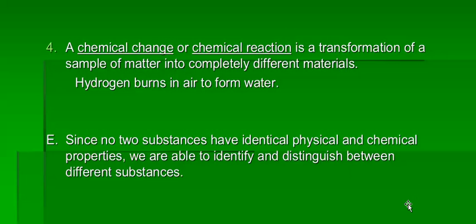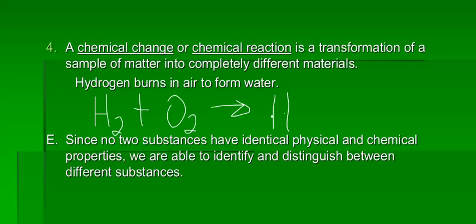Now a chemical change, we call these chemical reactions, where we're transforming matter into completely different materials. For example, hydrogen burns in air to form water. That's a chemical reaction. Hydrogen reacts with oxygen in the air to form water. We're going to be writing lots of chemical reactions because that's what chemistry really involves. Since no two substances have the same physical and chemical properties, we can distinguish substances based on their physical and chemical properties.